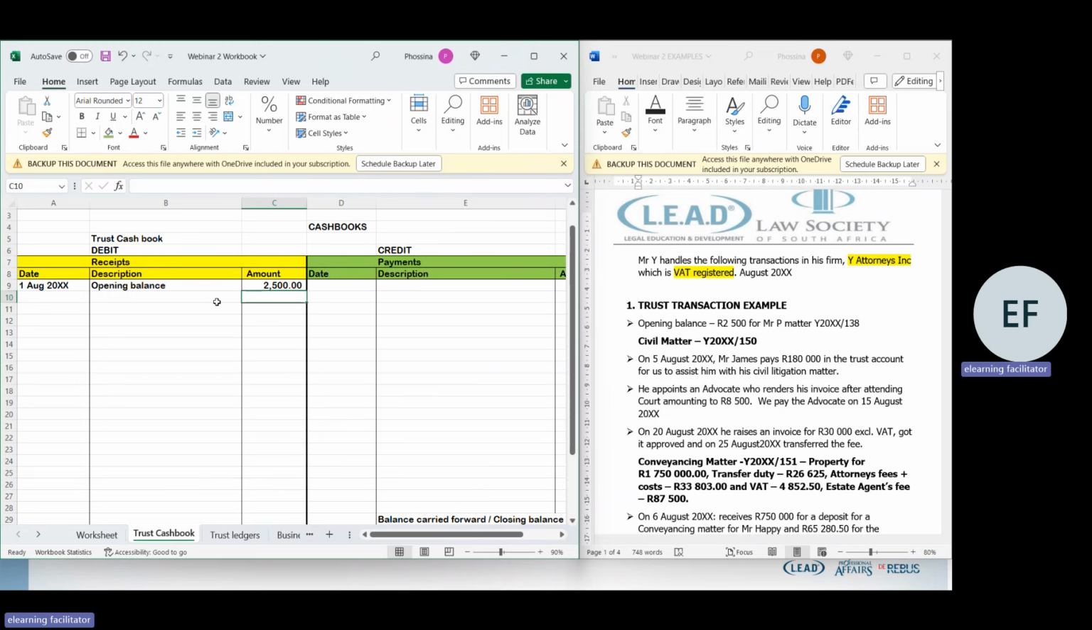Okay, so our opening balance is 2,500, and with our trust account, we are told it can never be in debit. Okay, which means it can never have an overdraft. We can't ask for an overdraft, and we should not allow bank charges to make our account into an overdraft. If it is in an overdraft, your auditor is obliged to report to the Legal Practice Council when they conduct their audit.